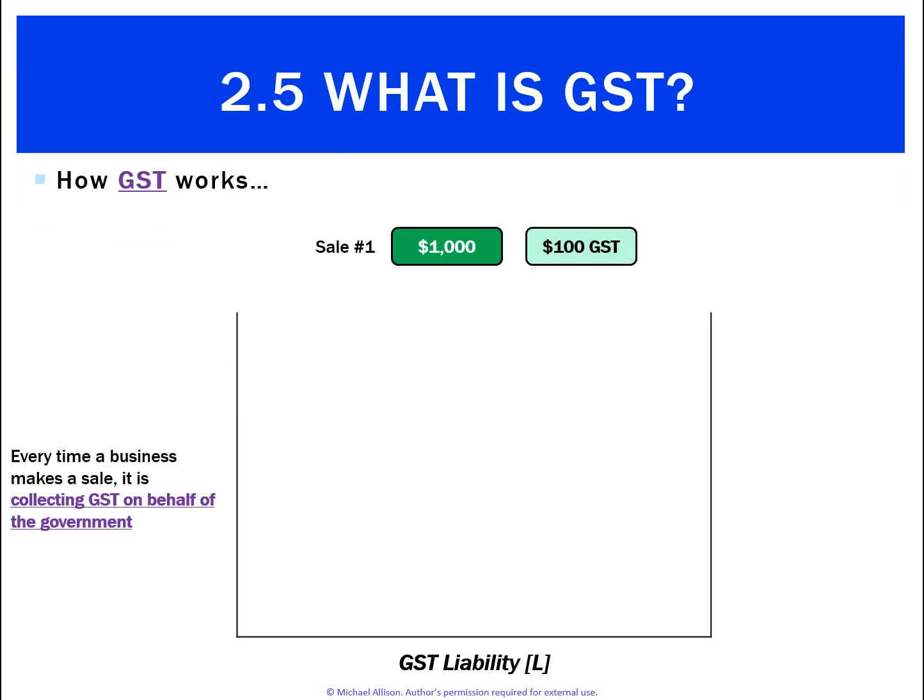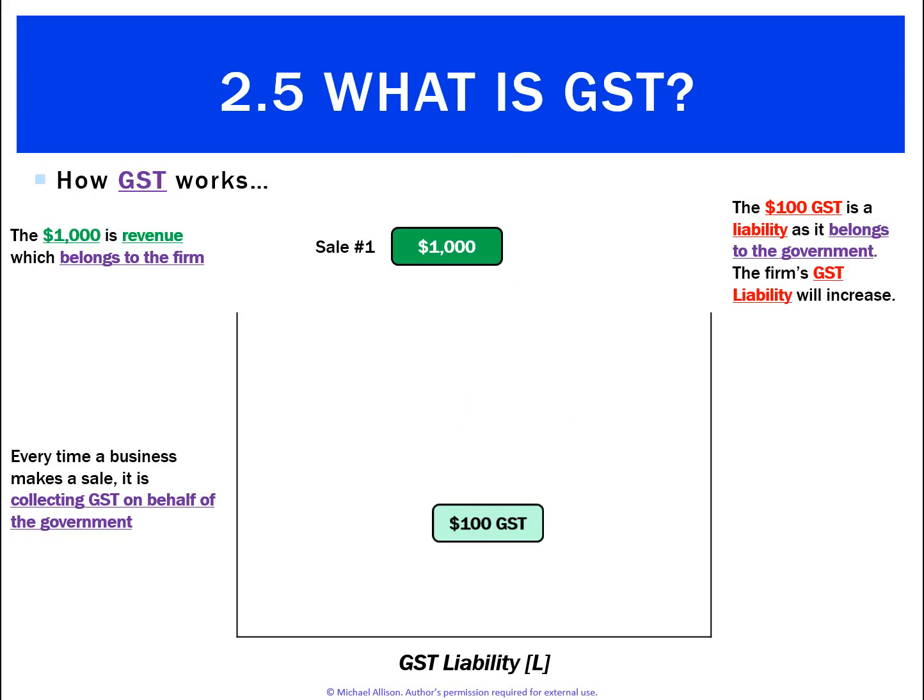So how it works is we pretend we have a big pot or pool of GST, and each time we collect or charge GST, that will increase. So for example, we have a sale of $1,000. The $1,000 is revenue which belongs to the firm. The $100 is a liability that actually will go to the government, and it's money that's not ours. It's an obligation to pay the government. So we'll have a $100 liability.